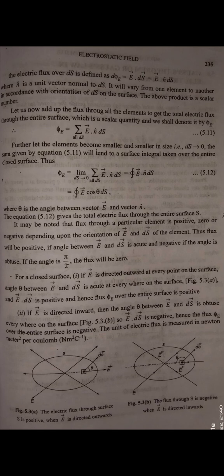Further, let the elements become smaller and smaller in size, that is, dS tends to 0. The sum given by equation 5.11 will tend to a surface integral taken over the entire closed surface. Thus, ΦE is equal to the limit of dS tends to 0 of the summation of E vector dot n cap dS, equal to the surface integral over the closed surface of E vector dot n cap dS, equal to the surface integral over any closed surface of E cos theta dS, where theta is the angle between vector E and vector n cap. Equation 5.12 gives the total electric flux through the entire surface S.